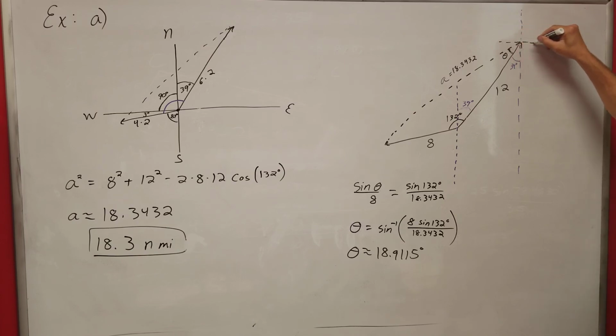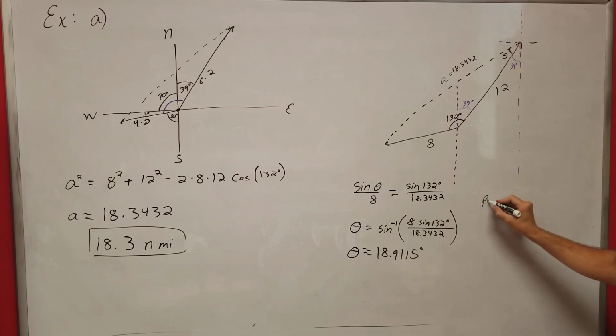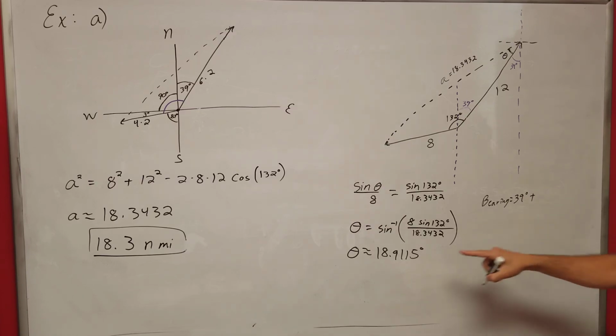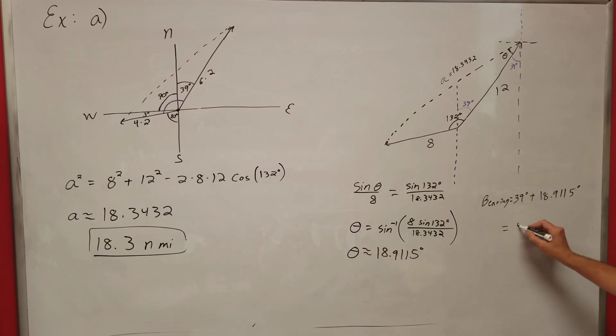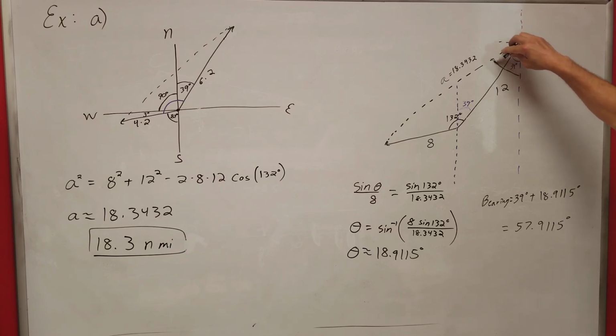Now what is my bearing? Think about this as a compass right here, this purple line and that line. So my bearing is going to be 39 plus theta, right? So bearing is going to be 39 degrees plus that theta, 18.9115 degrees. All right, so what does that give me? 57.9115 degrees? So if we think about that, that's this angle from here to here.